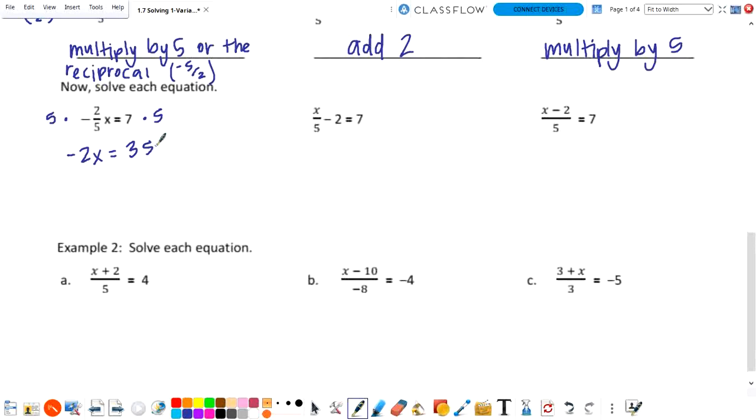Okay, and then our next step into getting x by itself is to get rid of that negative 2. That's being multiplied, so we need to divide. So we're going to divide by negative 2. We can't do anything else with this fraction, but we're going to move that negative up to the top or out to the side. So x equals negative 35 over 2.